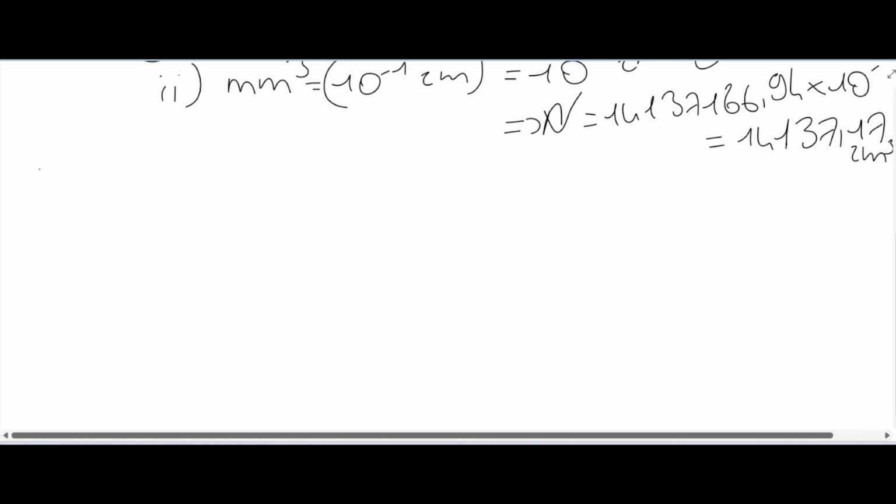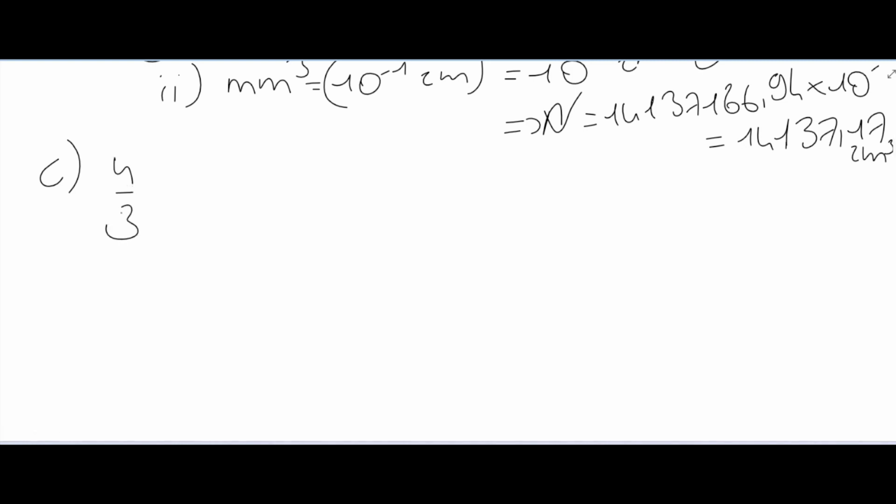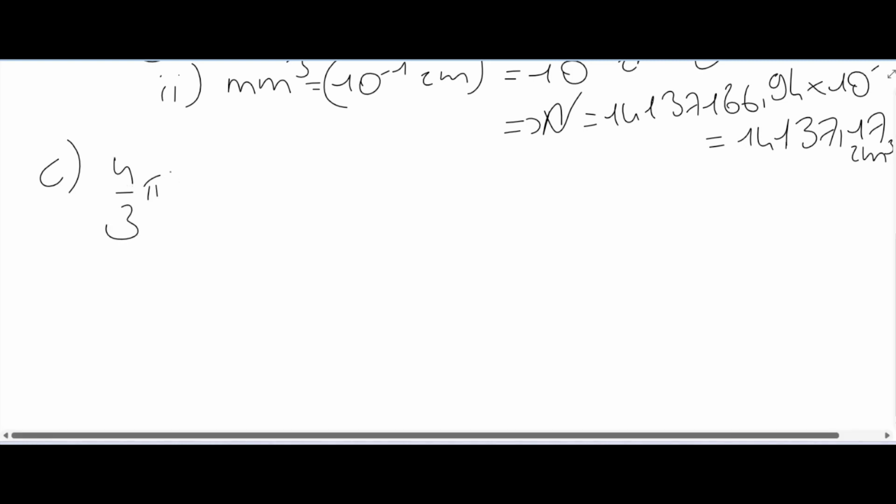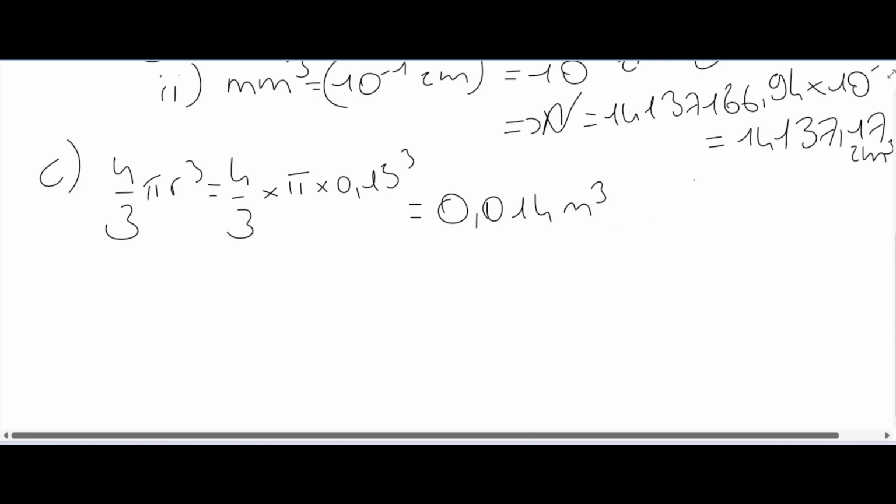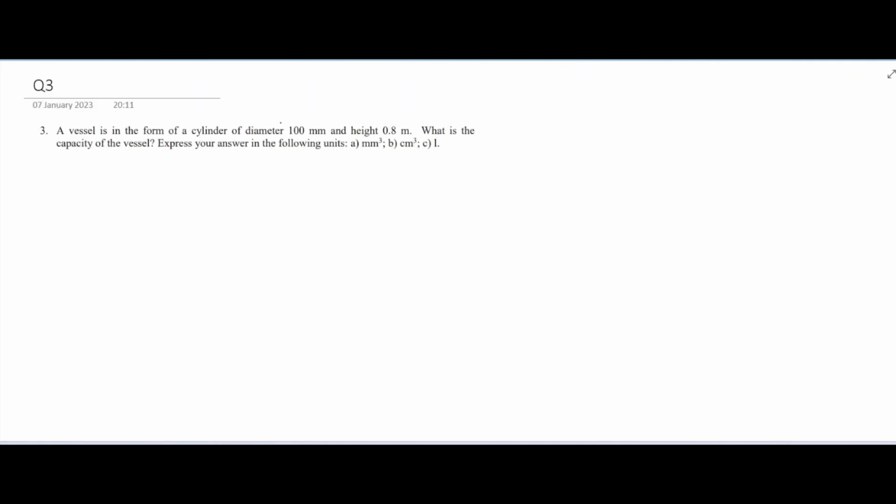And for part C, we're going to have the same as before, 4/3 pi r cubed, and the radius in meters, so 150 millimeters is 0.15 meters, and that's going to be equal to 0.014 meters cubed. Fantastic. Now let's go on to the third example.